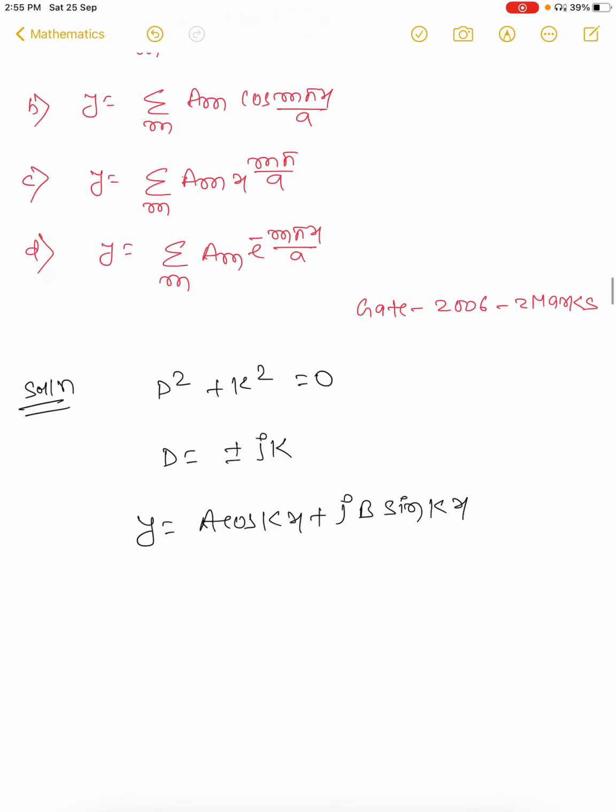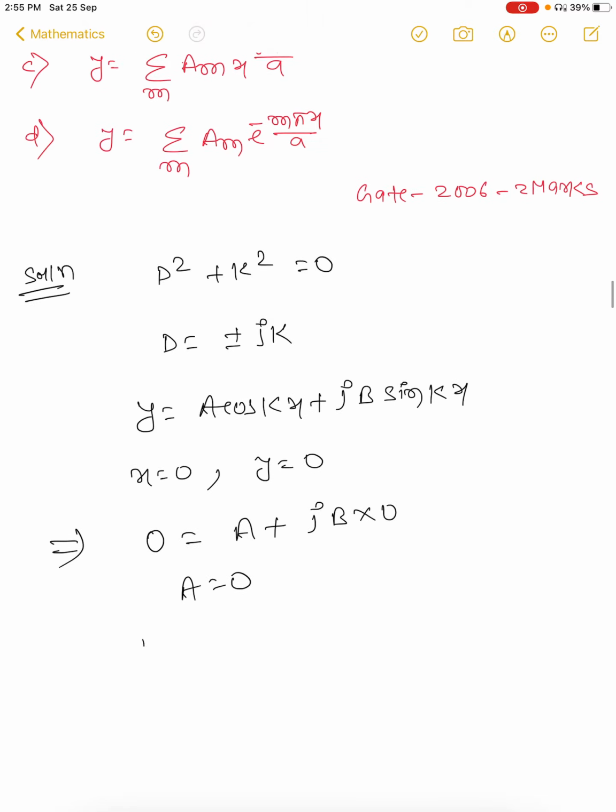Okay. So the first condition is given: x equal to 0 and y equal to 0. Put x equal to 0 and y equal to 0, then it will be A plus jB sin 0. So A is equal to 0. So y now becomes jB sin kx only.